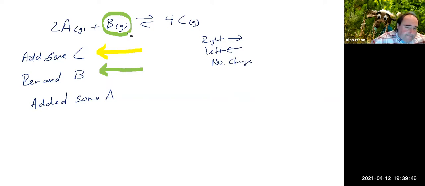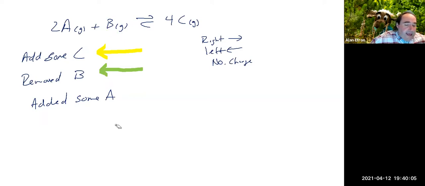Okay. Why does that happen? Well, when we remove some B, the left-hand side is really deficient. And the product side is going to go, oh, we need to make more reactants. So that's going to kick off the reverse reaction occurring in this case.